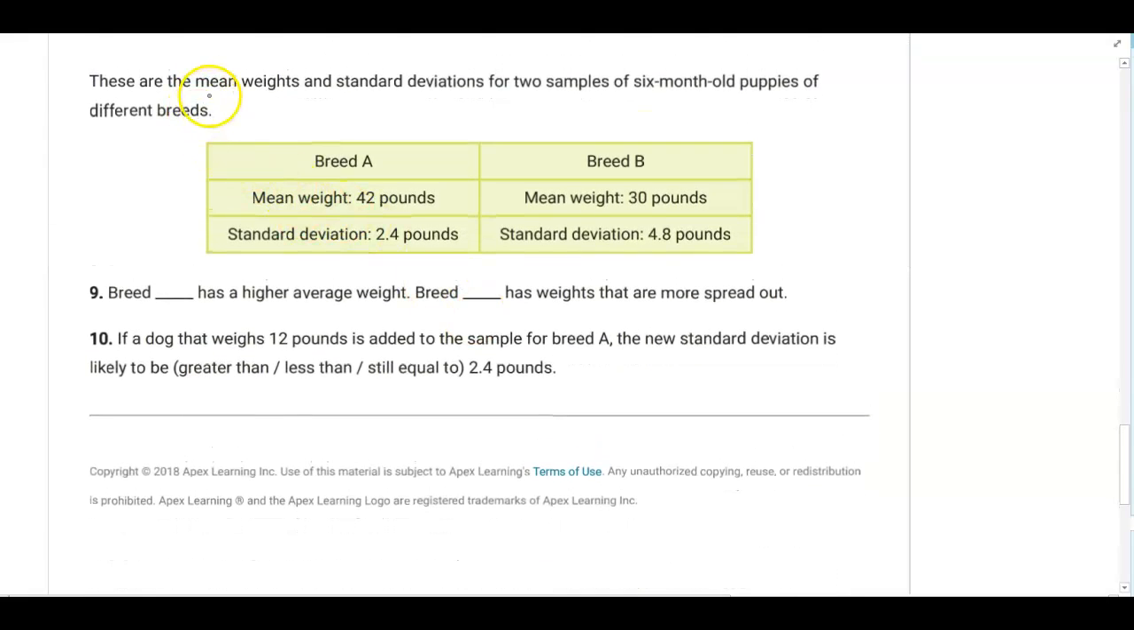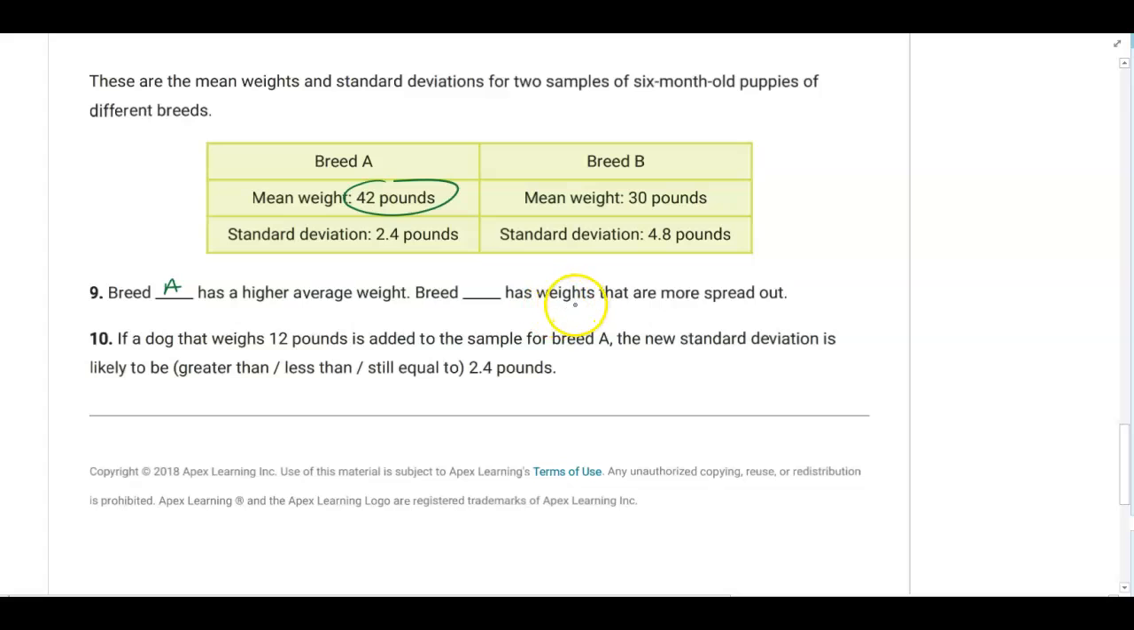Here it says, these are the mean weights and standard deviations for 2 samples of 6-month-old puppies of different breeds. Breed A, the mean weight is 42 pounds with a standard deviation of 2.4 pounds. Breed B, a mean of 30 pounds with a standard deviation of 4.8. What breed has a higher average weight? Well, mean is average, so right away I know breed A has a higher average.